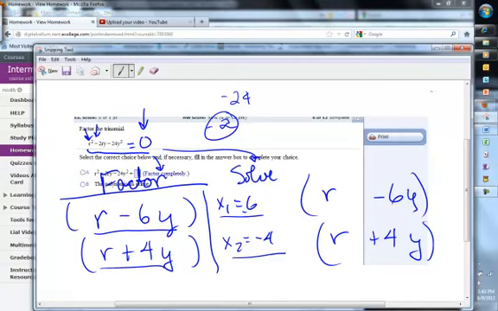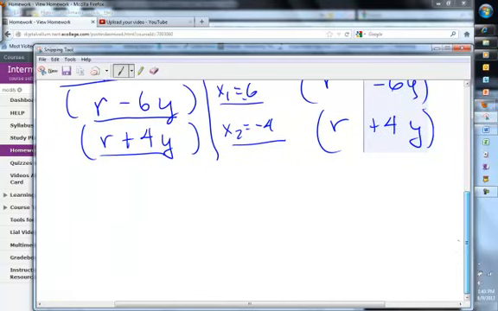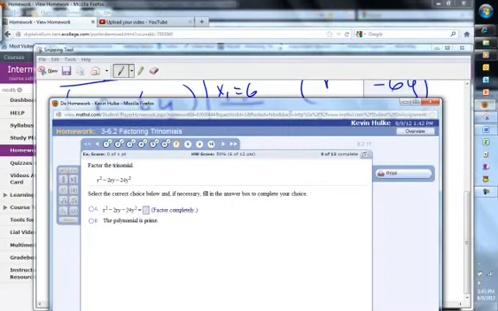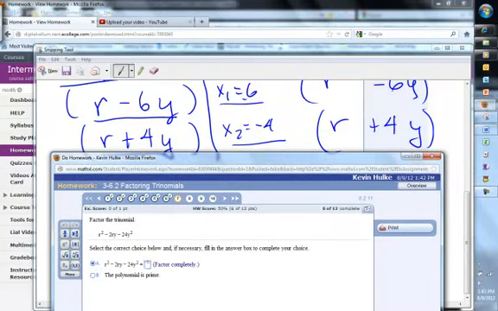So our answer is (r minus 6y)(r plus 4y).